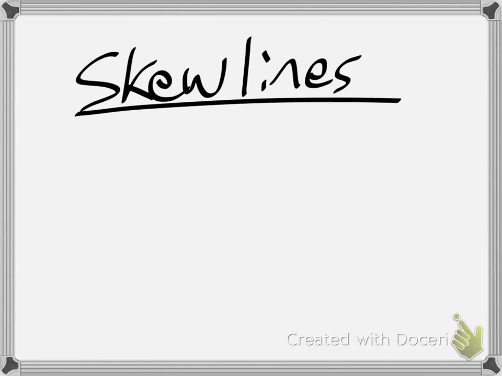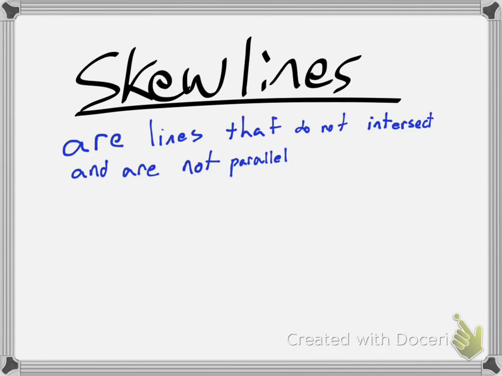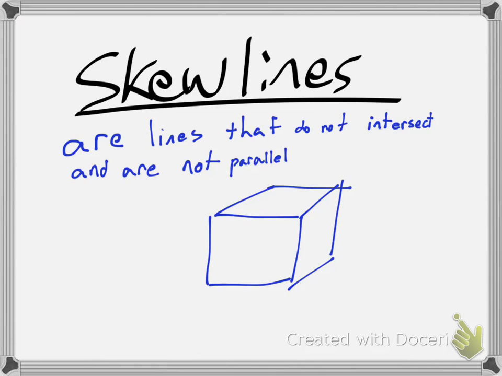Another thing we're going to be talking about, and this is the last thing, is skew lines. What are skew lines? They're lines that do not intersect and that are not parallel. So, in other words, let's do an example. Here's a square. Oh, we're doing solids, so let's make a cube out of it. This is A, B, C, D, E, F, G.